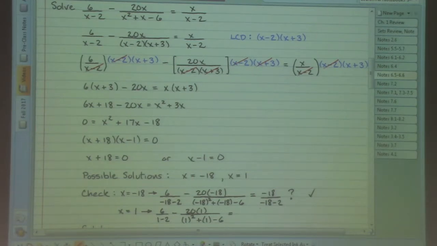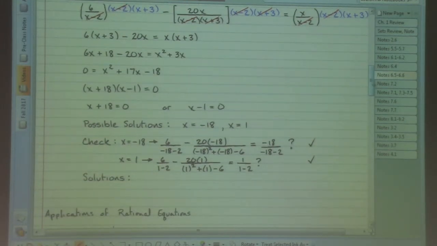And seeing if our equation does in fact match up, we should find that that also checks out, giving us two solutions in this particular case: x equals negative 18 and x equals 1.